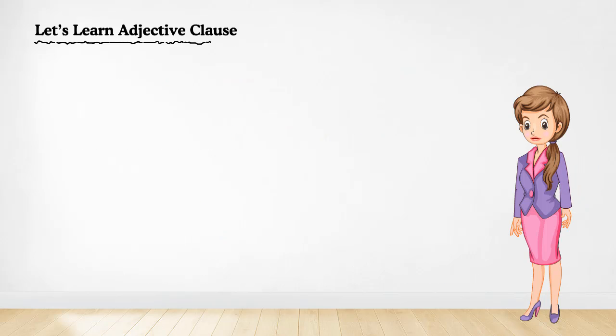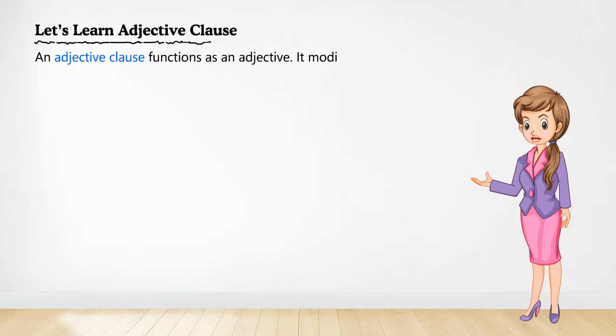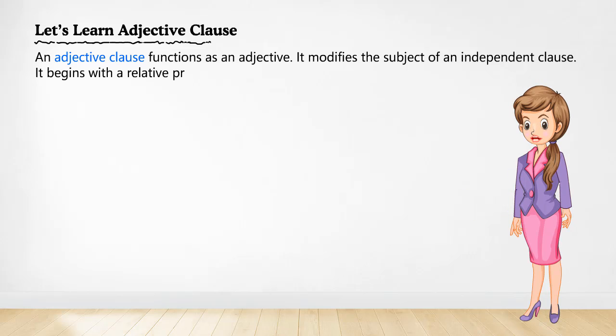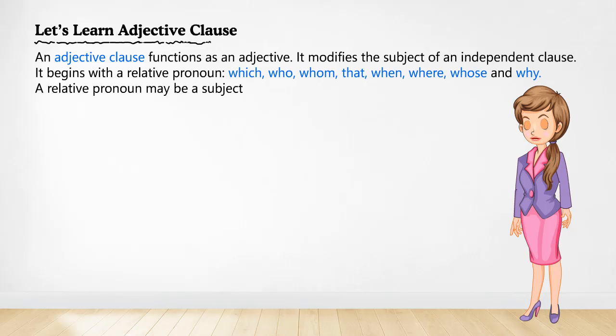Let's learn adjective clause. An adjective clause functions as an adjective. It modifies the subject of an independent clause. It begins with a relative pronoun: which, who, whom, that, when, where, whose, and why. A relative pronoun may be a subject or an object of a clause.